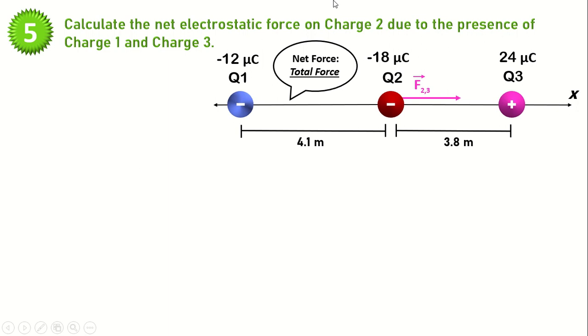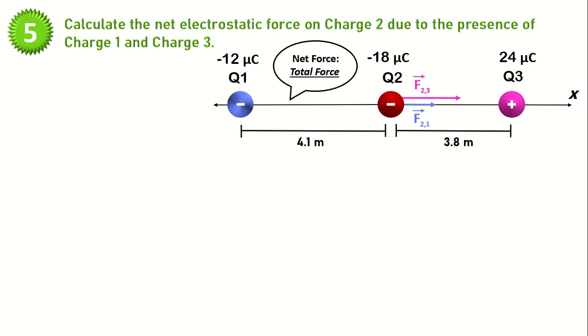Here, shown in purple or pink, is the force on charge 2 due to the presence of charge 3. Charge 2 is going to feel a force that's going to attract it towards Q3, right? It's going to be pulled in the positive x direction towards the right, as shown by the arrow pointing in the right direction. That's the vector.